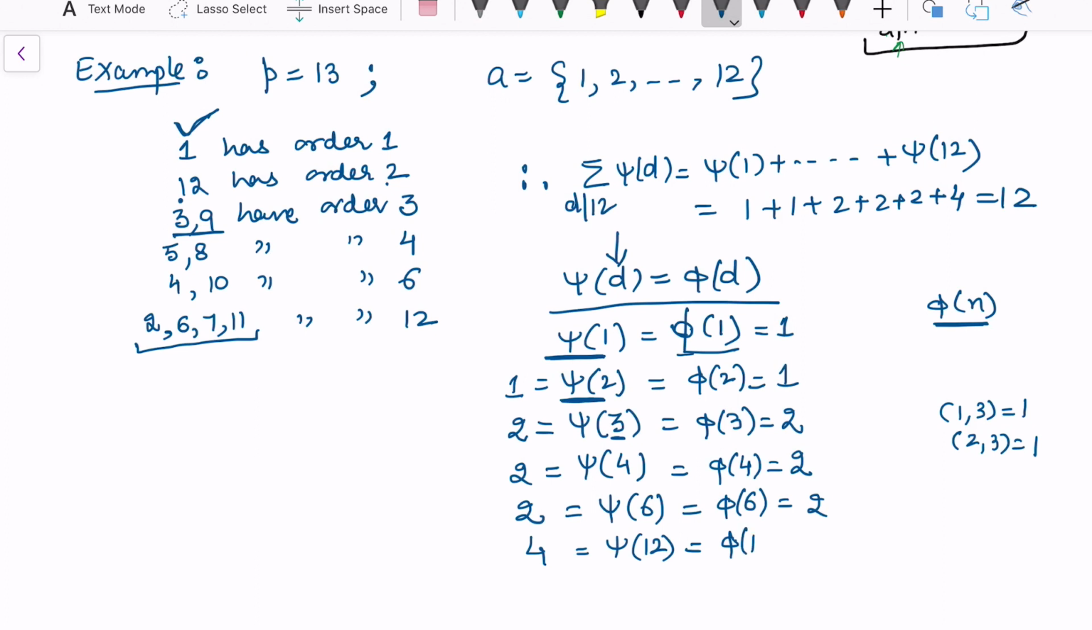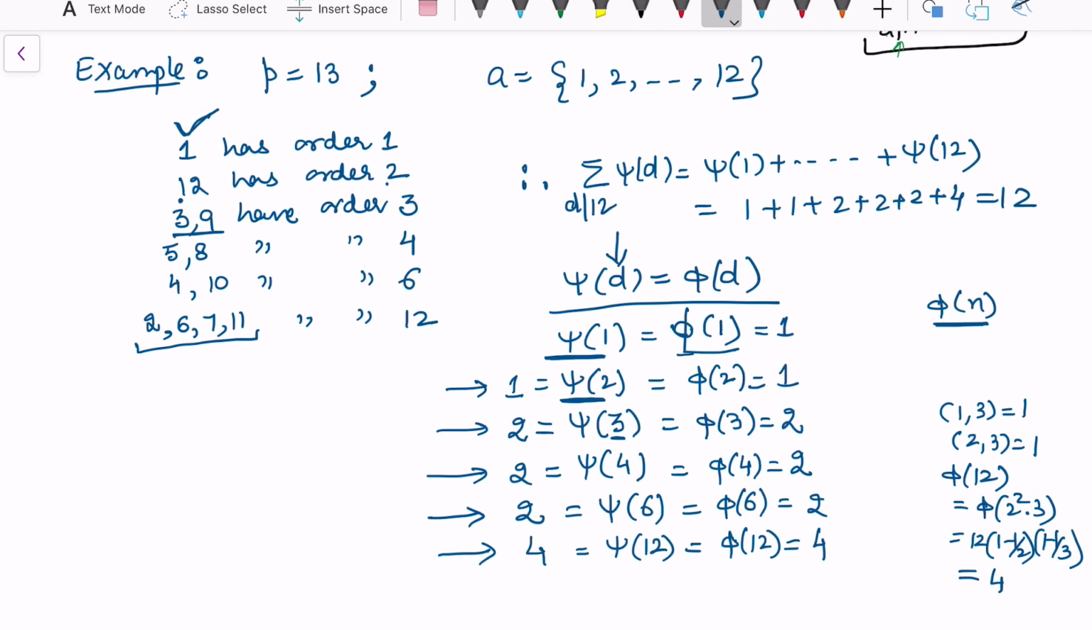And if I want to look at phi 12, we know by definition that 12 is 2 squared into 3. When I apply the formula, it is 12 into 1 minus 1 by 2 into 1 minus 1 by 3. This comes out to be 4. So we can see here that it is equal divisor by divisor.